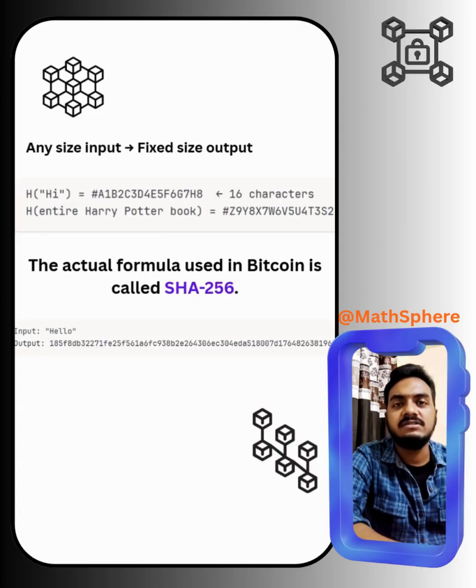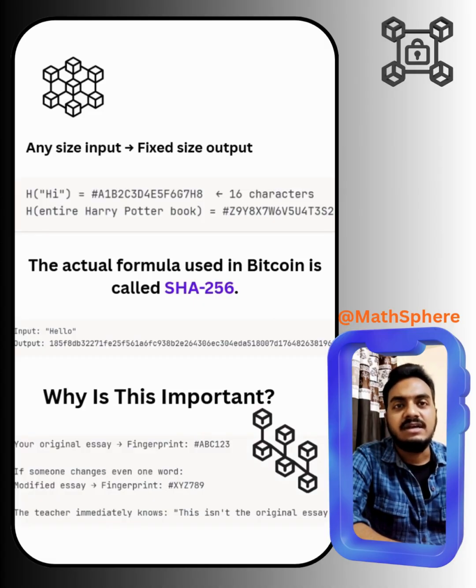And if there is a tiny change, the whole output gets changed. Now, why is this important? Because we know that in real life also, each fingerprint is unique, and that is the only proof that nothing has been changed. Correct? For example, if you have written an original essay by yourself and you apply the hash function to it, you will get a particular fingerprint. And if someone modifies your essay, the whole output will change and the teacher will immediately know that this is not the original essay. So this is how the hash function works.